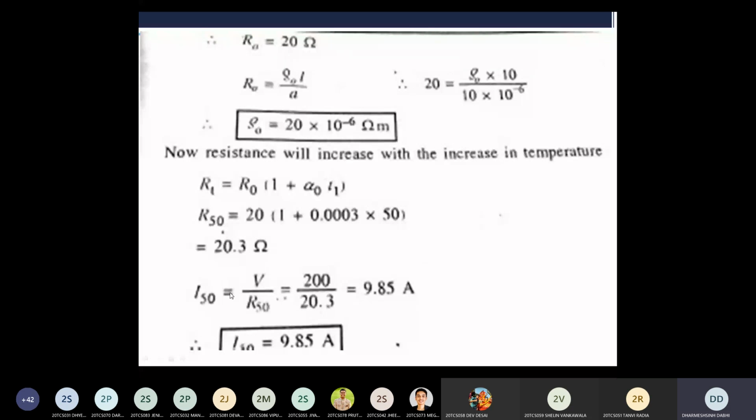But we want to calculate the current. So current is what? Voltage divided by resistance. So voltage is 200 and resistance at 50 degrees 20.30. So answer is 9.85 ampere. All of you get this answer?